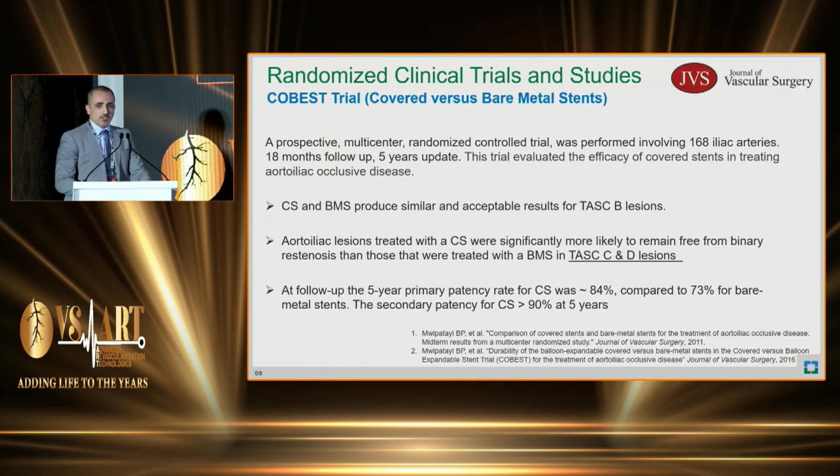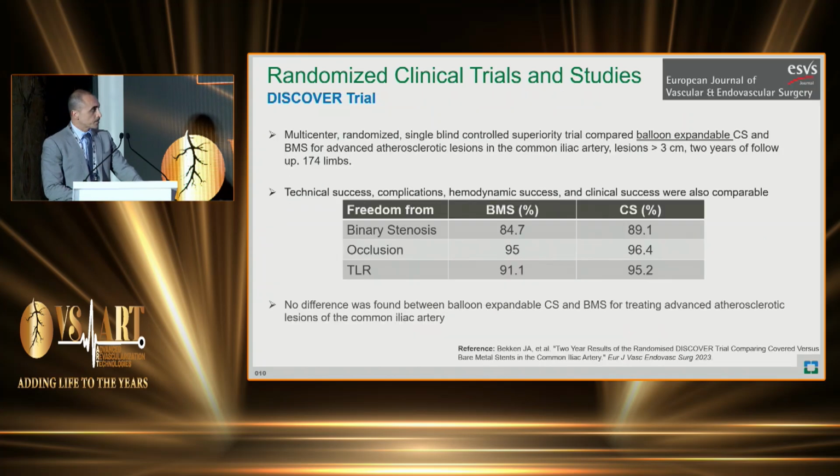So what does the literature tell us? Why covered, not bare metal? You heard from Dr. Schroeder about the COBEST trial. I'm not going to go through it. It showed better freedom from restenosis in TASC C and D lesions.